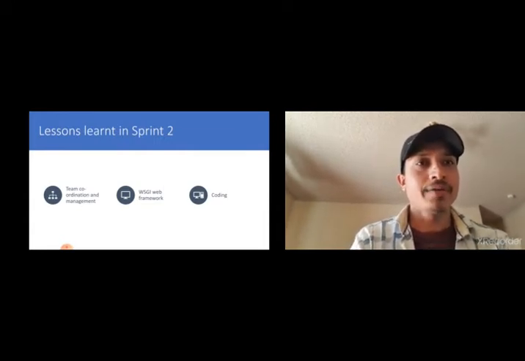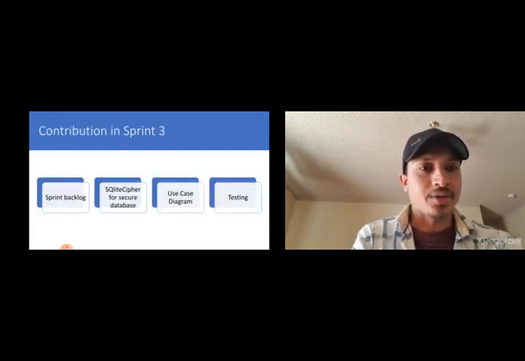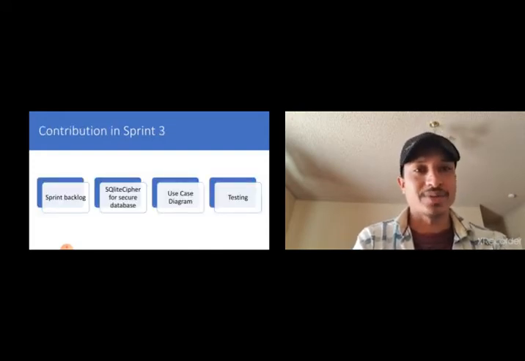After sprint 2, what I learned in sprint 2 was, similar to sprint 1, the importance of team coordination and management. I also learned about the WSGI web framework, like a design web framework, and the importance of coding in this project.